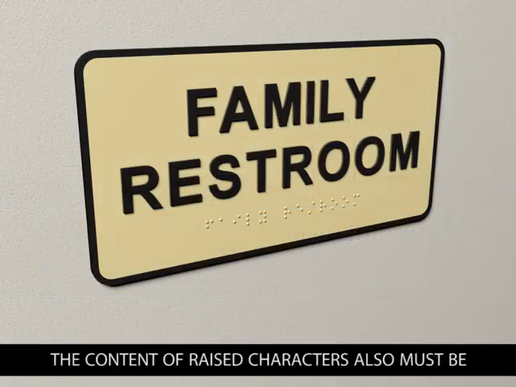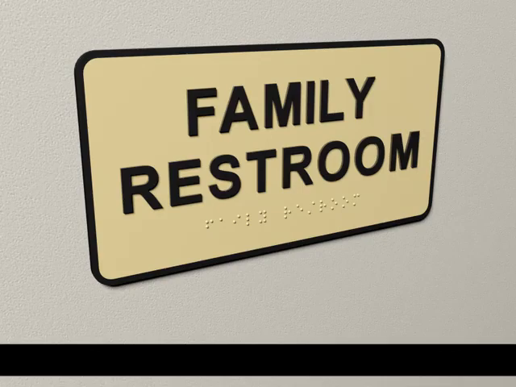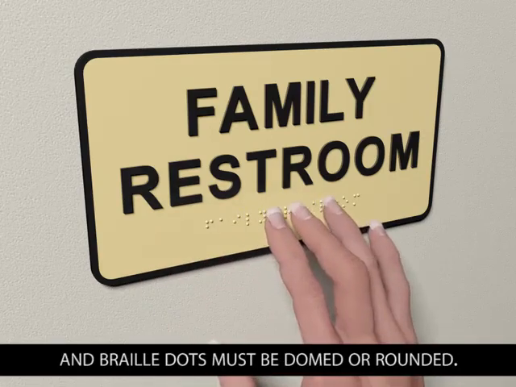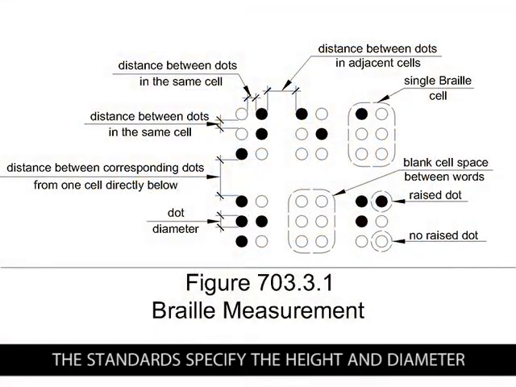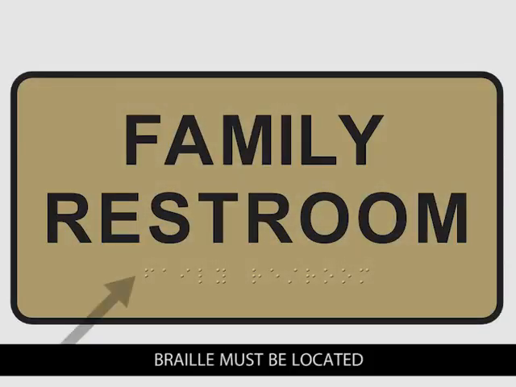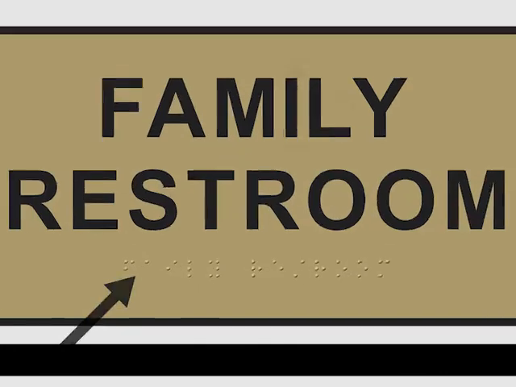The content of raised characters also must be provided in contracted or Grade 2 Braille. Braille is read with a light sweeping touch, and Braille dots must be domed or rounded. The standards specify the height and diameter of the dots and their spacing within and between cells. Braille must be located below the raised characters. If text is multi-lined, Braille is to be located below the entire text.